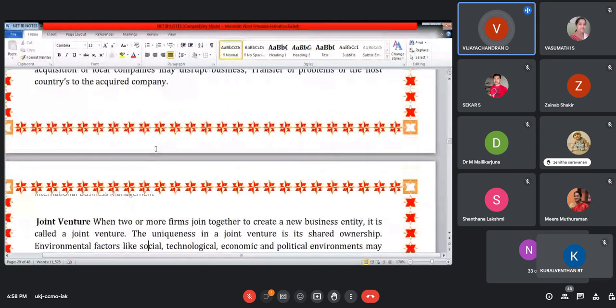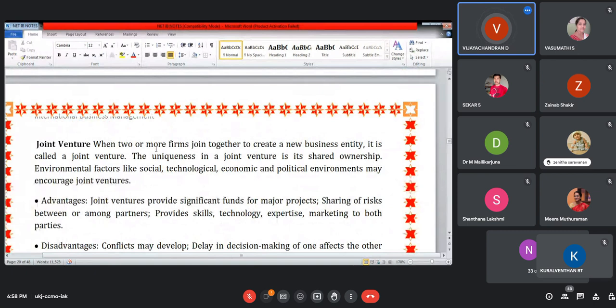Next one is joint venture. As you know, two or more firms join together to create a new business entity. For a specific purpose, they will do their business, and it is not like a merger. I told you the liquidation is a must. The companies which are merging together, the liquidation is compulsory. Two companies are compulsorily liquidated, and the incorporation of a new company is a must. Whereas in the case of a joint venture, the two companies will continue existing and they will do the business combinedly. That is known as a joint venture. So they will share the ownership. And the environmental factors like social, technological, economic, and political environments may be encouraged with the help of the joint venture. The example is Hero Honda.